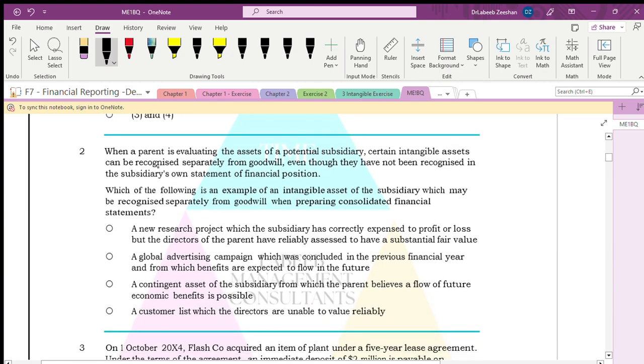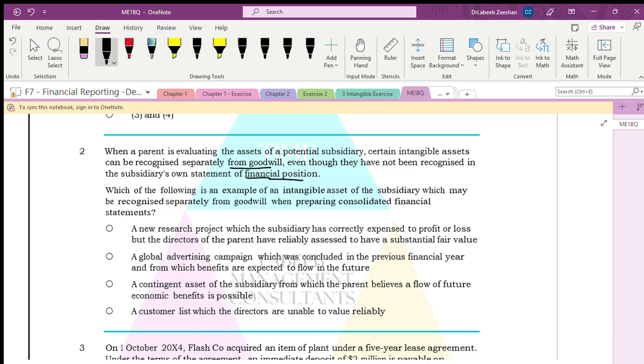Is it? Now, when a parent is evaluating the assets of a subsidiary, certain intangible assets can be recognized separately from goodwill. Some intangible assets, like brands and patents, even though they have not been recognized in the subsidiary's own statement of finance. In the subsidiary it will not be there, but when you are talking in terms of the parent company, when a parent is evaluating the assets of the subsidiary, some assets will be apart from goodwill.